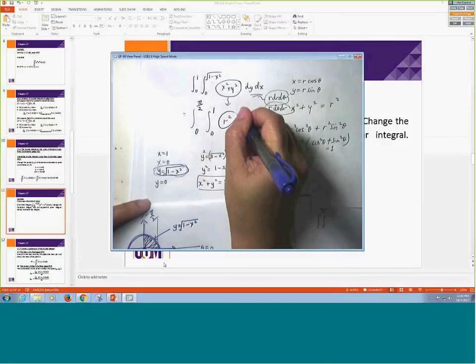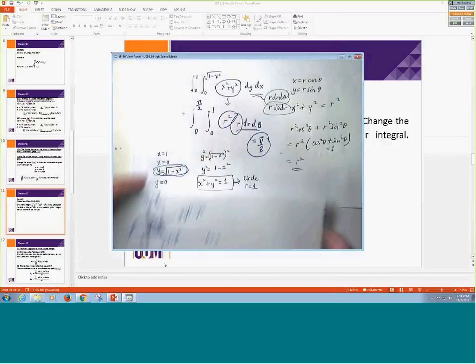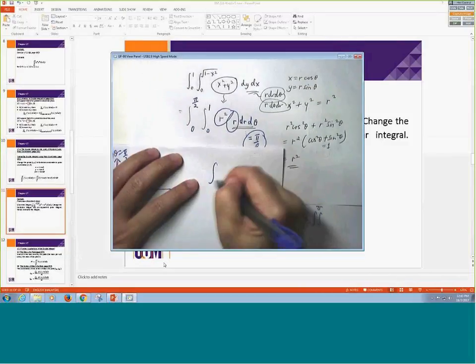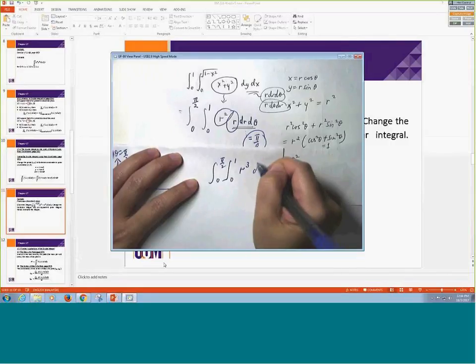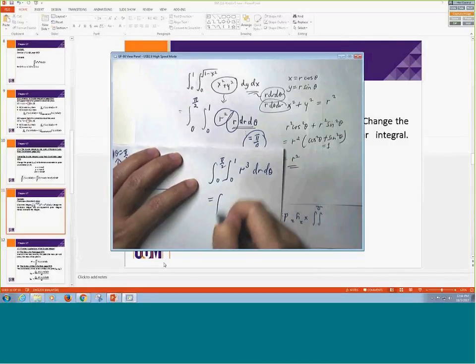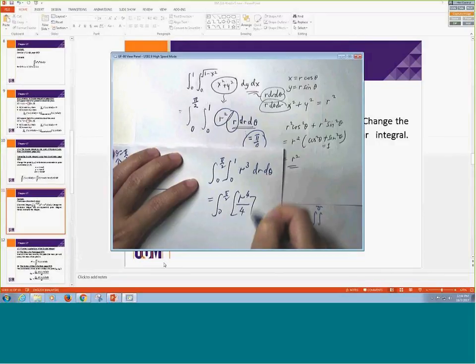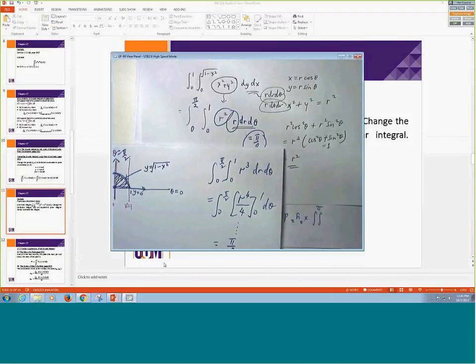So when you solve for this, it's actually r cubed dr d theta. So you need to solve for this, r to the power 4 divided by 4, and then so on, and you get the answer pi over 8. Okay, so you get the answer pi over 8.